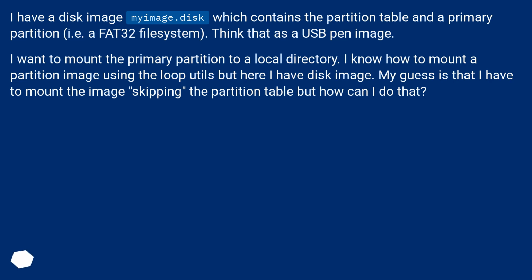I know how to mount a partition image using the loop utils, but here I have a disk image. My guess is that I have to mount the image skipping the partition table, but how can I do that?